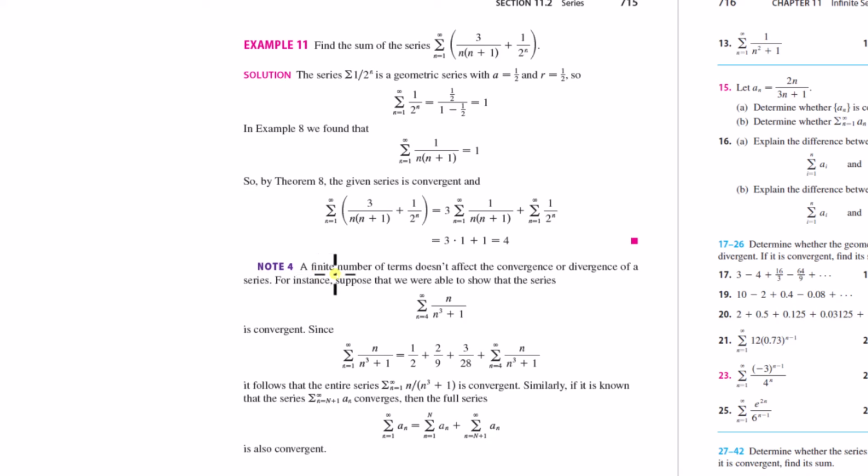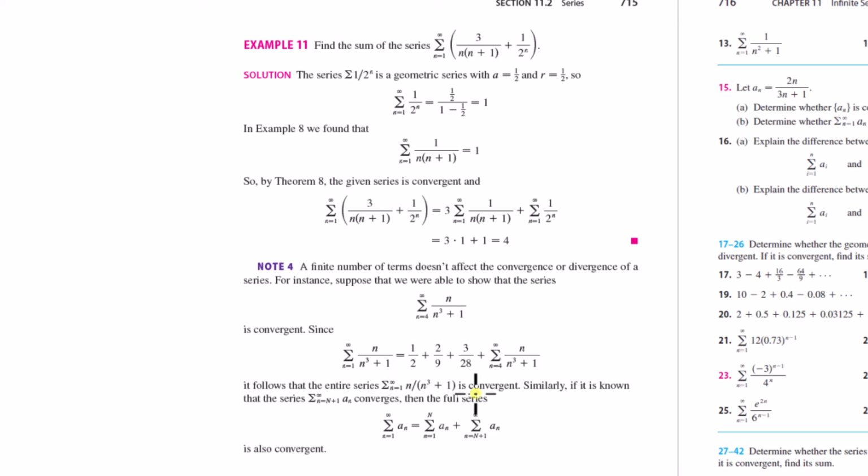This is saying that a finite number of terms doesn't affect the convergence or divergence of a series. For instance, suppose that we were able to show that this series, which starts at n is equal to 4, is convergent. If you started it at 1, it's not like the formula for the nth term of the sequence changes. It's the same formula. But what they're showing here is that they put in the first three terms, and then you have the series you showed was convergent. So the entire series is definitely convergent, because if this is convergent, then it converges to an actual number. When you add the first three terms to that number, you know you're going to get another number.